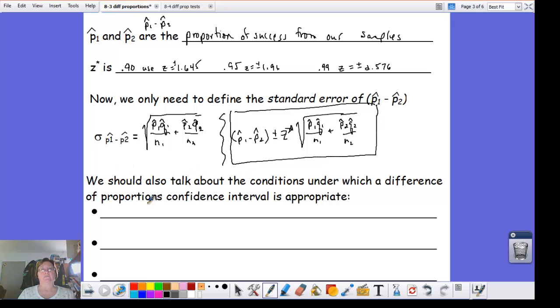All right, we need to talk just briefly about the conditions. The three criteria have not changed. Our trials need to be binomial and random.